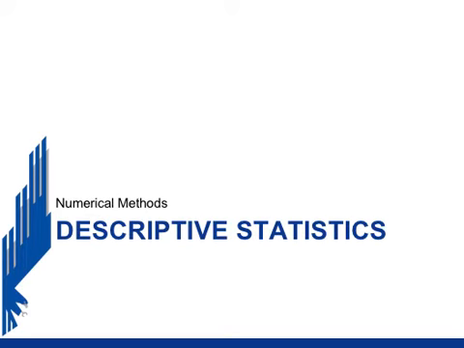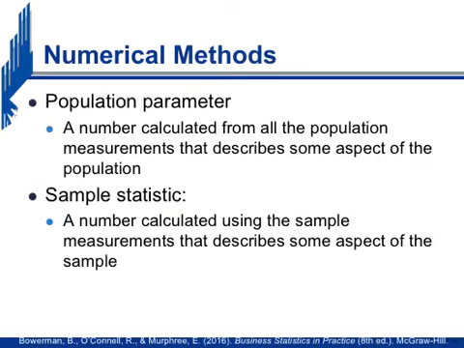Okay, now we will discuss different ways to describe datasets using numerical methods, or methods that involve some computations. But before we discuss any of those numerical methods, let me first make a distinction between a population parameter and a sample statistic. A population parameter is any number that is calculated from all the population measurements that describe some aspect of the population.